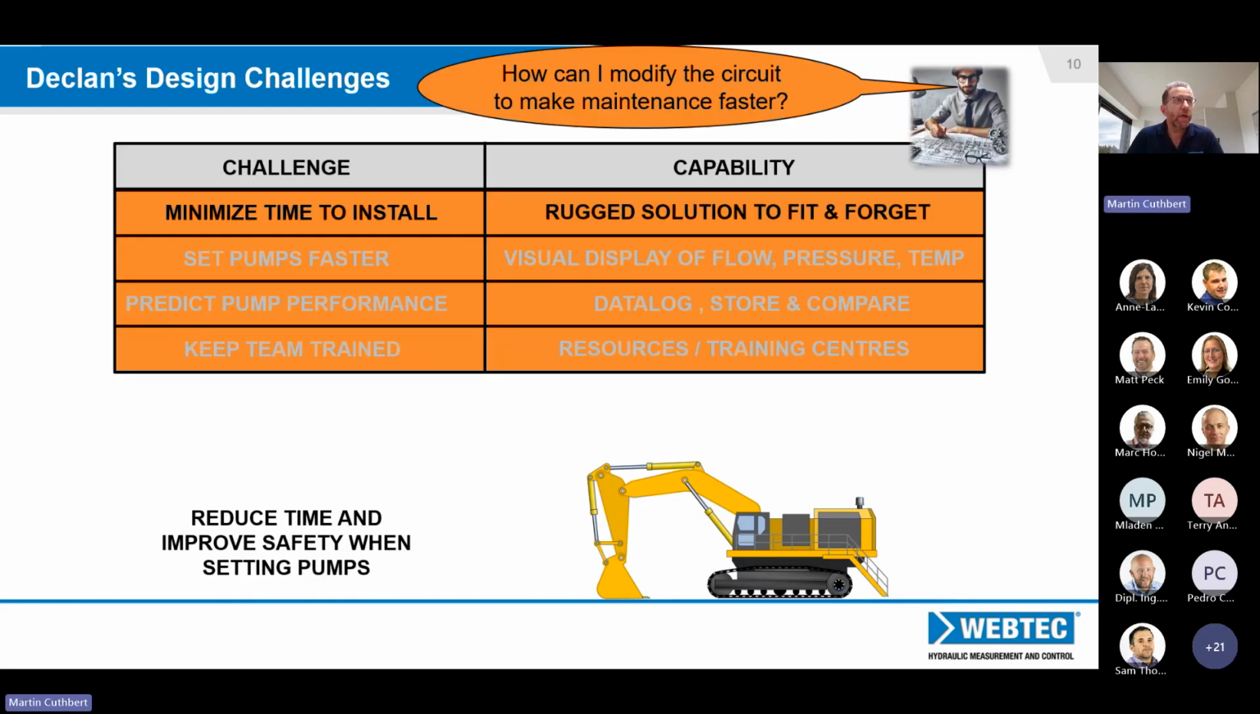So we've broken down Declan's challenge. How can I modify the circuit to make maintenance faster? So how can his maintenance team spend less time doing that tuning once or twice a year? And the first challenge they've had is to minimize the time to install. And really they want a rugged solution to fit and forget.